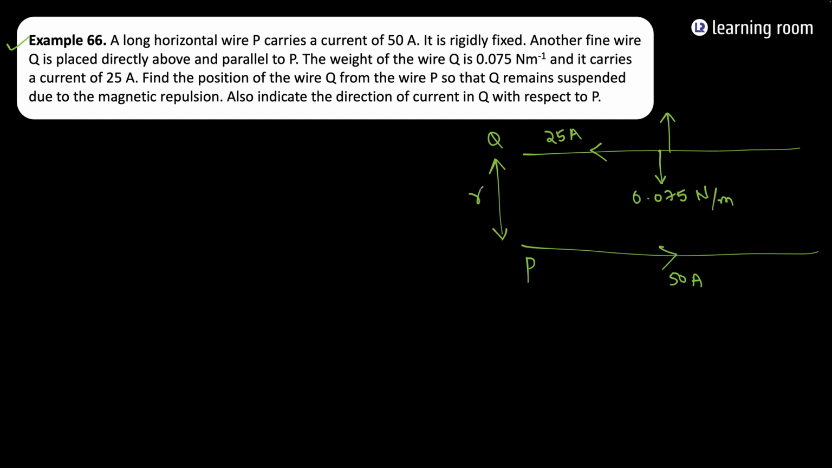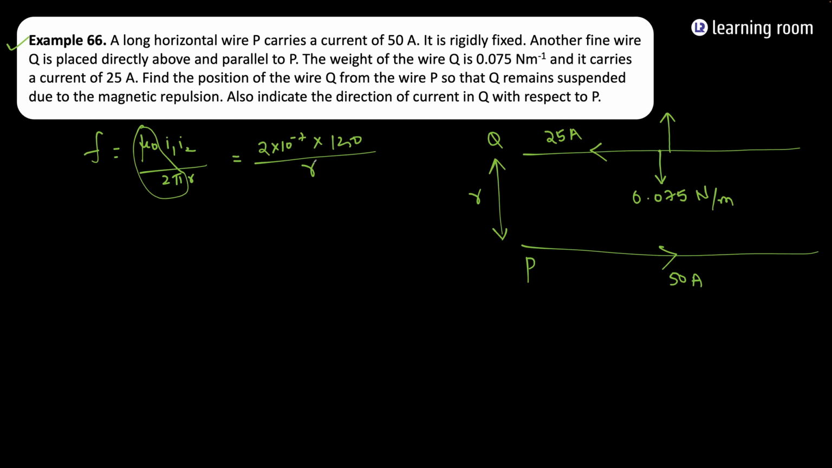So here they didn't mention that the current 50 ampere is flowing only from left to right. Only challenge is, if you take it from left to right, current here should be from right to left. So what should be the answer you'll report for the second one? They should be in opposite direction. So the first part, I think it is easy. What is F? Mu naught I1 I2 divided by 2 pi R. So what is mu naught by 2 pi? What is the value of I1 and I2? 25, 50. So 25 into 50 is 1250, the whole divided by the distance of separation. That's what we need to find.